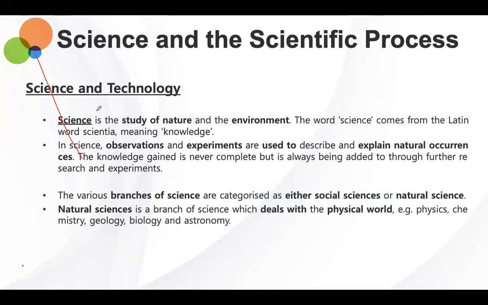All right, so let's go into the definitions now. Science is the study of nature, the environment, things that are around us, things that we were born and we saw them and we studied them. We studied their behavior. The word science comes from the Latin word scientia, which means knowledge. So in science, observation and experiments are used to describe and explain natural occurrences.